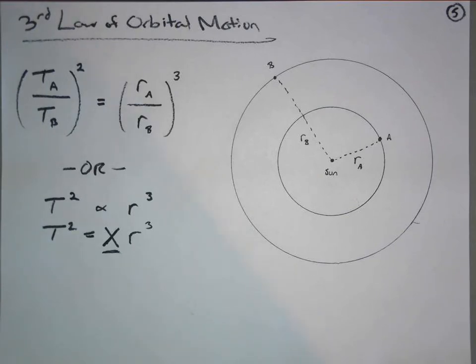So for Kepler, in fact for anybody else, this would not have been an easy relationship to see. And it is an interesting relationship, but it wasn't until Isaac Newton described his universal law of gravitation that this relationship became really useful. That Kepler's third law became important. So for now, those are Kepler's laws of orbital motion, and we'll look at some more interesting stuff later on.